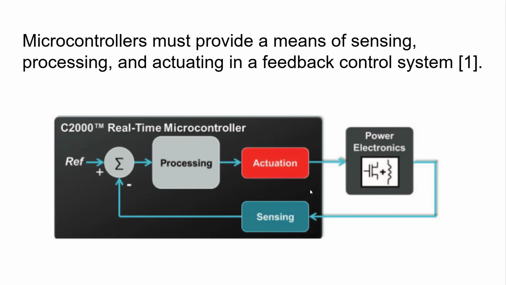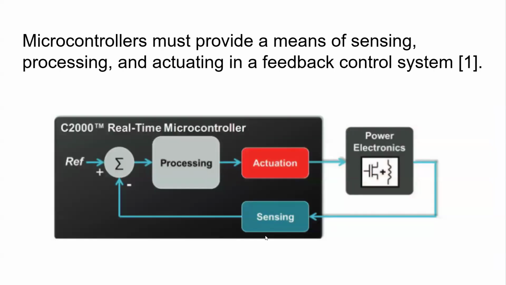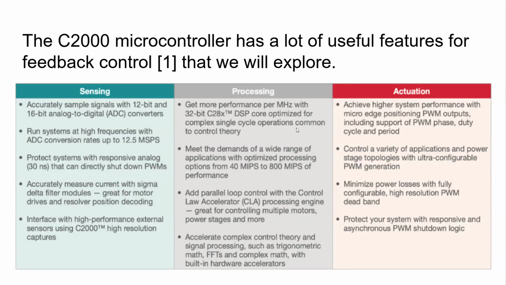We'll obviously be getting a closer look later on in this course. So again, the main blocks here are sensing, processing, and actuation. And the C2000 microcontroller has a lot of features for feedback control, with regard to these sensing, processing, and actuation blocks that we'll take a closer look at. This is from that textbook again. I'm not going to read this.